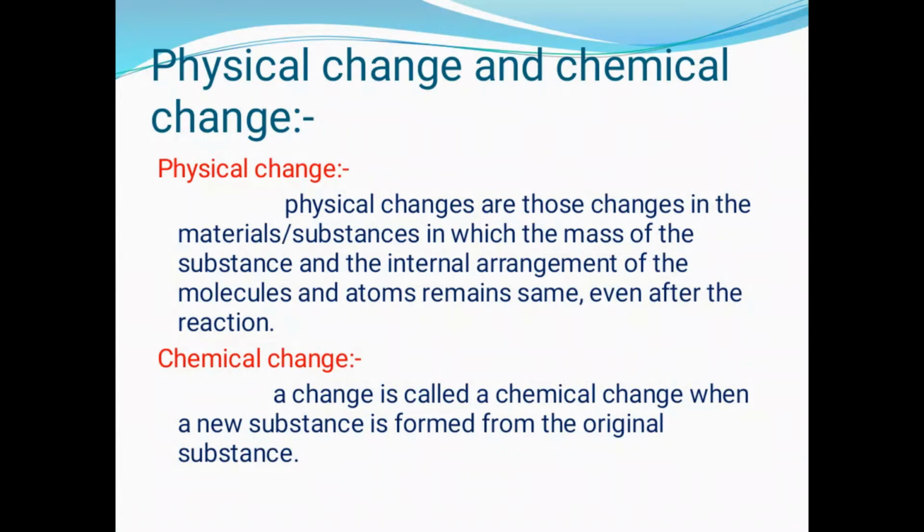In a chemical change, the chemical identity of the substance changes. If we take a magnesium ribbon and burn it, we get a white powder called magnesium oxide. Here magnesium in the presence of oxygen is converted into magnesium oxide. The chemical formula changes, and this is known as a chemical change. So in a chemical change, the chemical identity changes, whereas in a physical change, the physical state may change but the chemical identity remains the same.